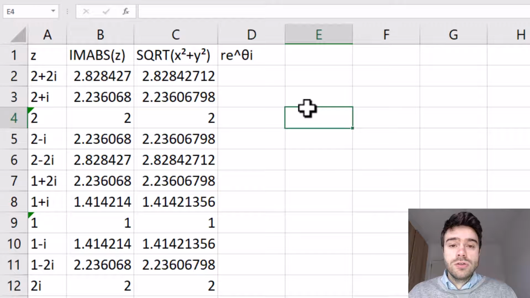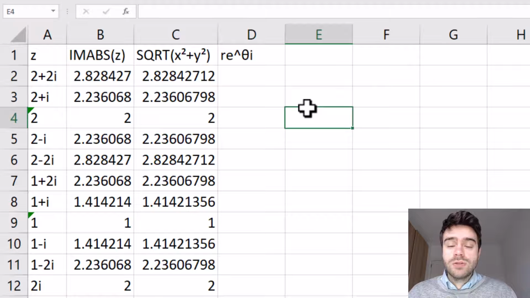Now we can also use the exponential form. With the exponential form, we use the argument, which is the angle at which the point is rotated from the x-axis on the complex plane, and we also use the modulus, which is the distance from the center to the complex point. Knowing those two variables, you can also uniquely identify a point on the complex plane.